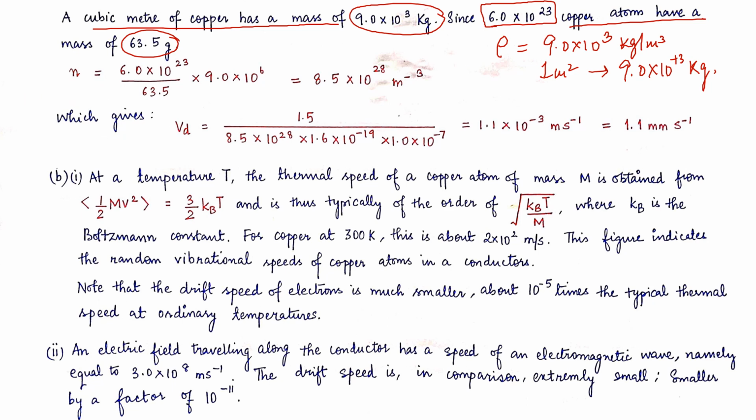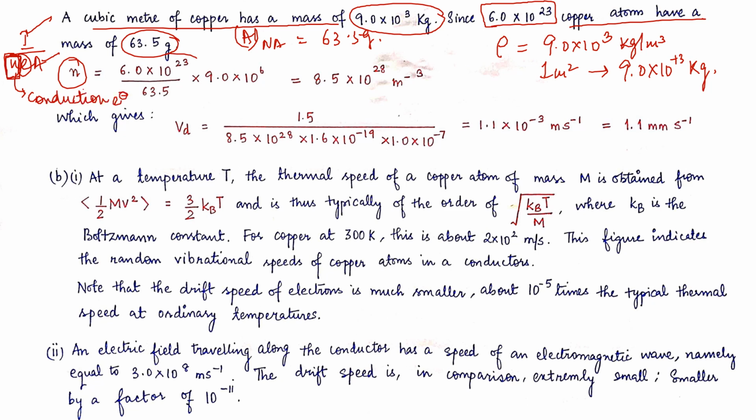So Avogadro's number of atoms is equal to 63.5 gram. In 1 gram, how much will be the number of atoms? That is n. In that question we have seen I upon nEA. We got the value of I and A from the question. E is universal, and the value of n is something we need to find. n is the number of conduction electrons.